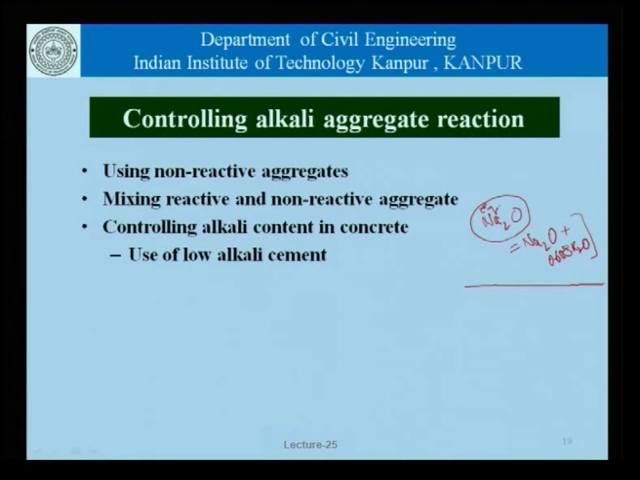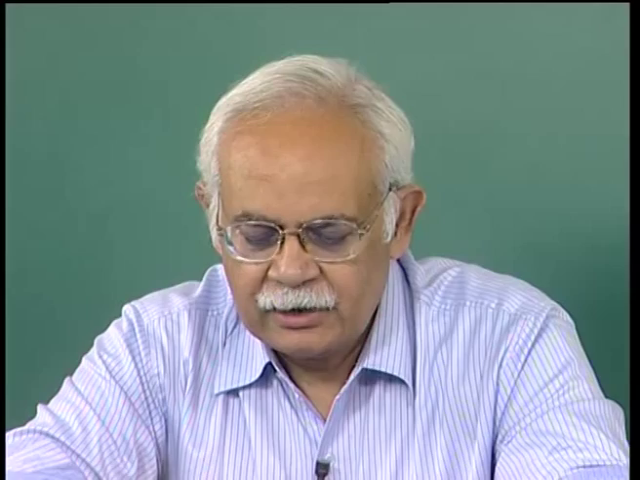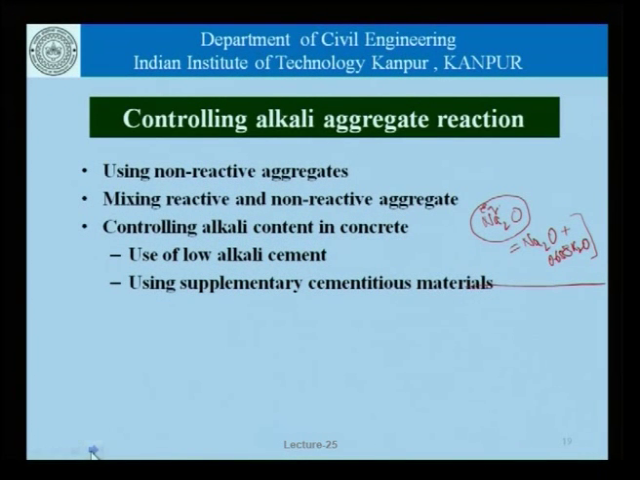Now, once we have this number, specifications as far as cement is concerned define a low alkali cement as a cement which has less than, let us say, 0.6% of equivalent Na2O or 0.7% equivalent Na2O and so on. We could use supplementary cementitious materials as a substitute for some part of the ordinary Portland cement. We could control cement content. So, basically the bottom line as far as all these methods is concerned is the following.